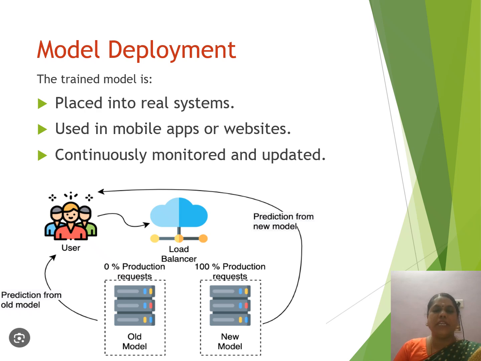Model deployment is the last step of the data science process life cycle. The trained model is placed into real world customer usage by using mobile apps and websites, and it will be continuously monitored and updated.